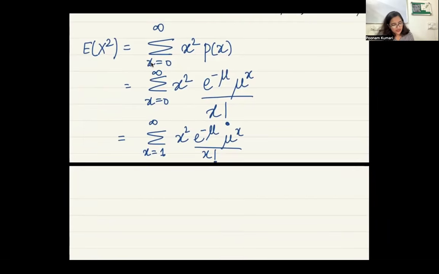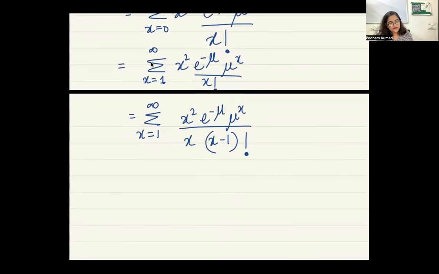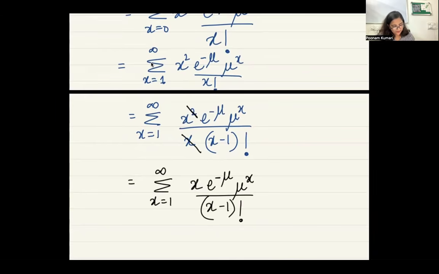Right. अब उसके बाद can I write this x square e power minus mu power x divided by x factorial को I can write x times x minus 1 factorial, right? And then this is the summation, x going from 1 to infinity, and then this is the expression, right? So you'll just cancel this with this. So what are you left with? Summation x going from 1 to infinity, x times e power minus mu times mu power x divided by x minus 1 factorial, right?